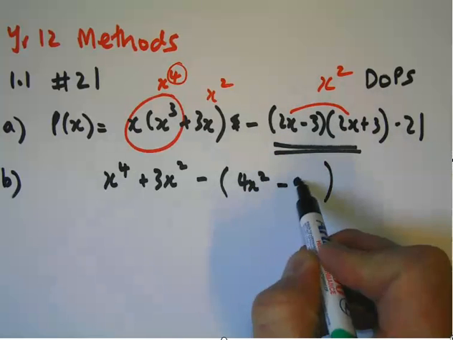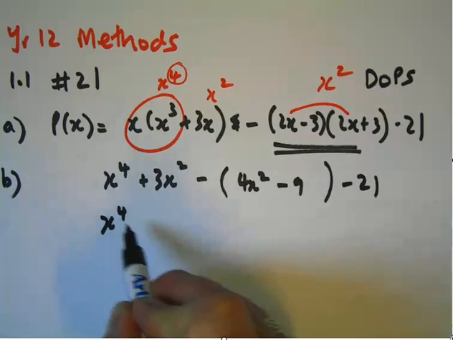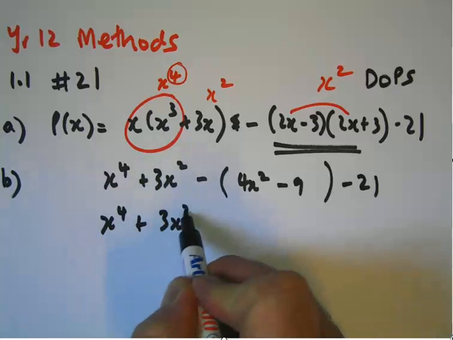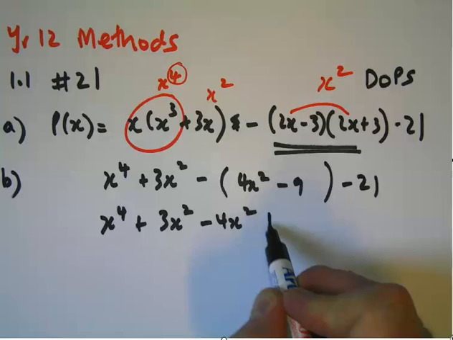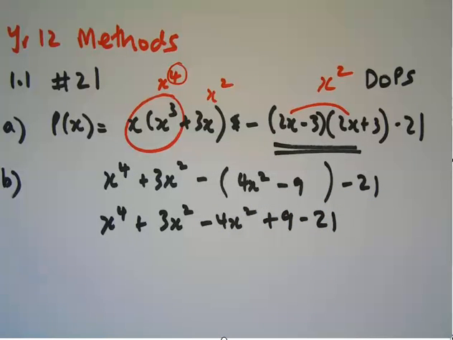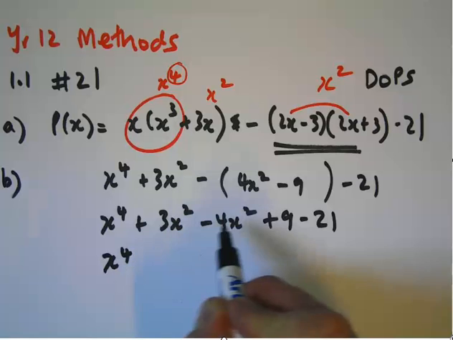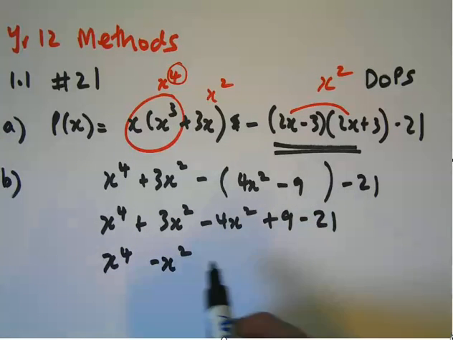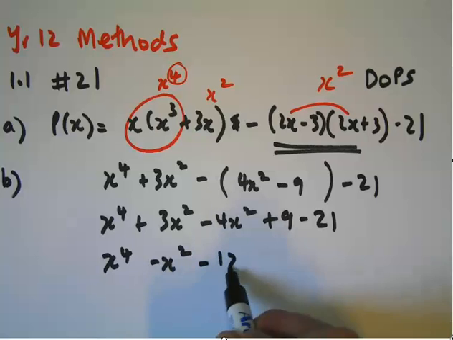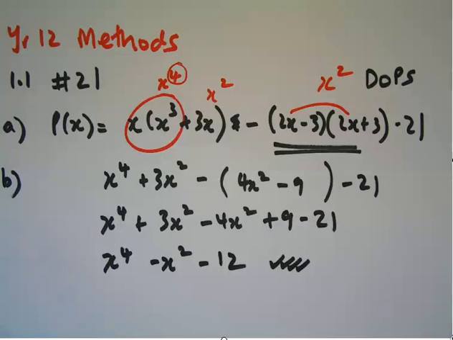Minus 9, minus 21. x to the power of 4 plus 3x squared minus 4x squared plus 9 minus 21 gives x to the power of 4. 3x squared minus 4x squared is minus x squared. Minus 21 plus 9 gives minus 12. So that's what Part B is when I have to expand and simplify.